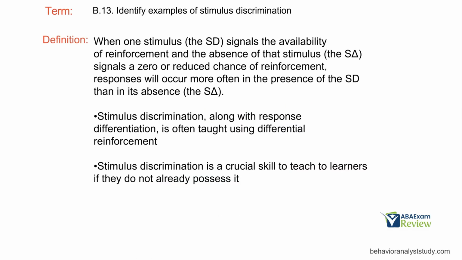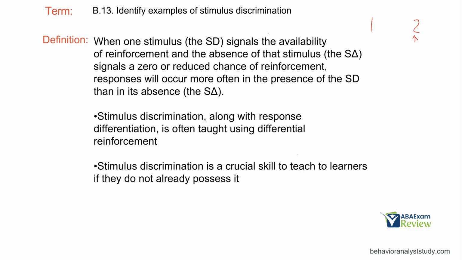What is stimulus discrimination? Now, the most basic way to think about stimulus discrimination is to think about it if I have a number 1 and a number 2, and I tell you to point to number 2, and you can point to number 2, you can discriminate between stimuli. That is the most basic way to think about stimulus discrimination.